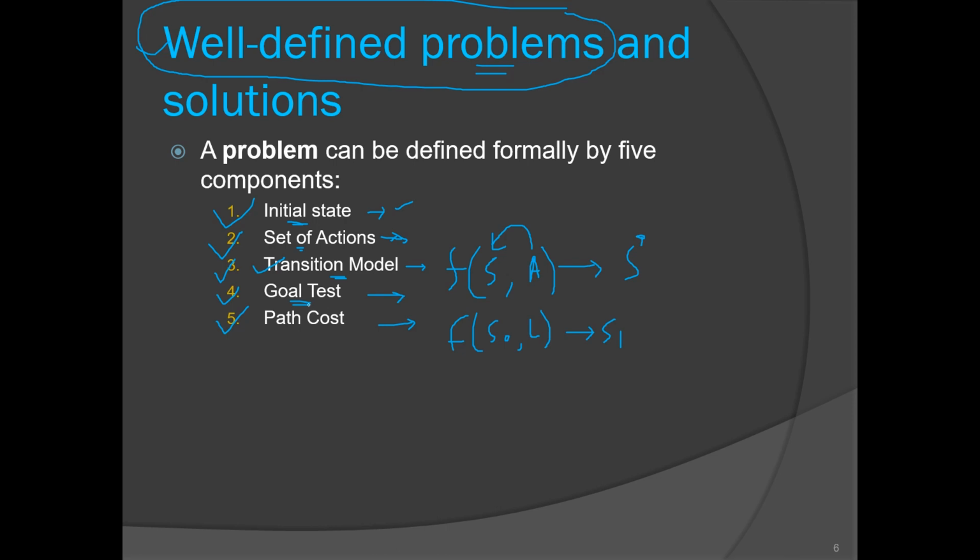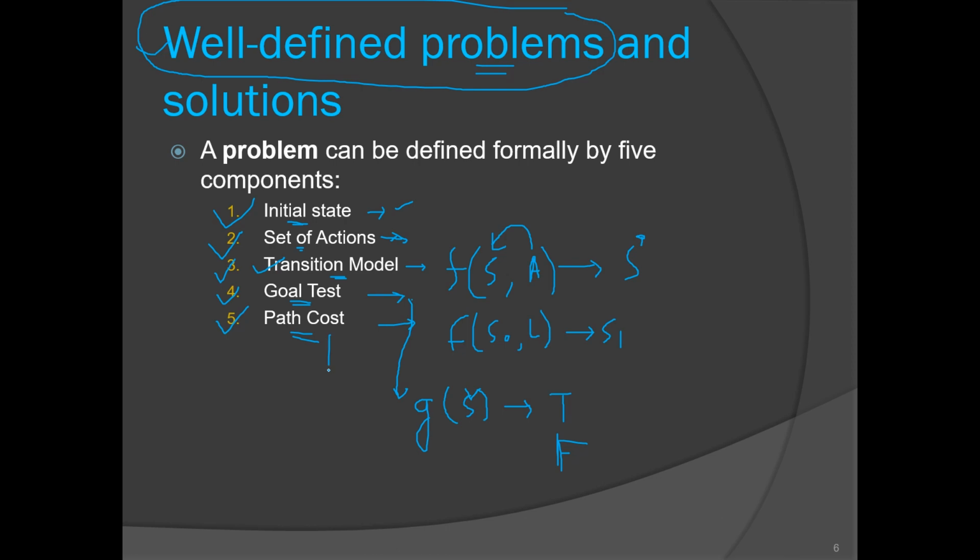Now the goal test. This goal test is actually a Boolean function called G, and we will apply it on a state. It will return true or false. If my current state, denoted by S, is a goal state, it will return true, otherwise it will return false. Whether my current state is a goal state or not can be determined using the goal test.